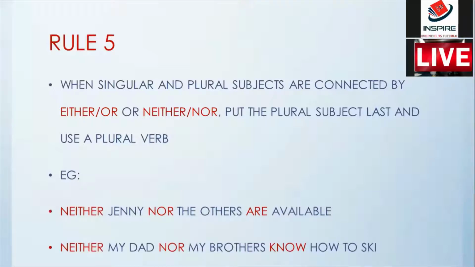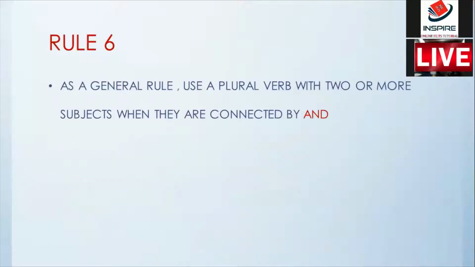Neither my dad nor my brothers know how to ski. Okay, is it clear? This is the same as the previous rule. Here, instead of nor and or, it is either-or and neither-nor. Okay, so what can be the sixth rule?